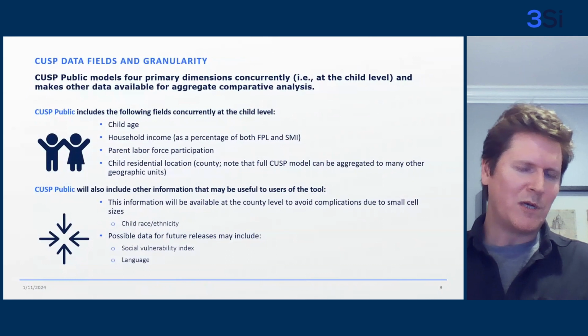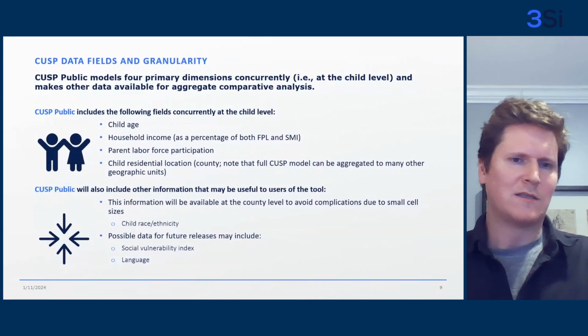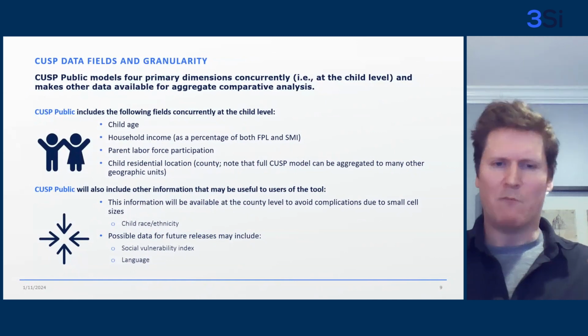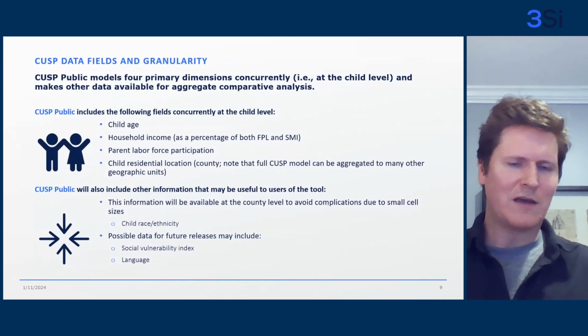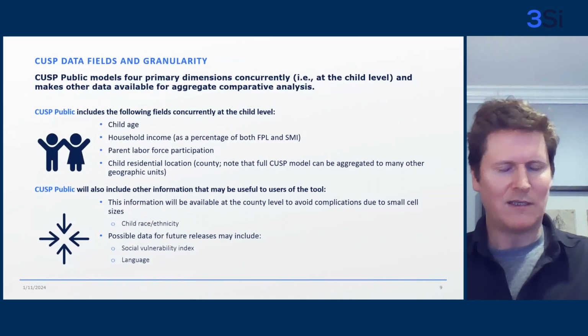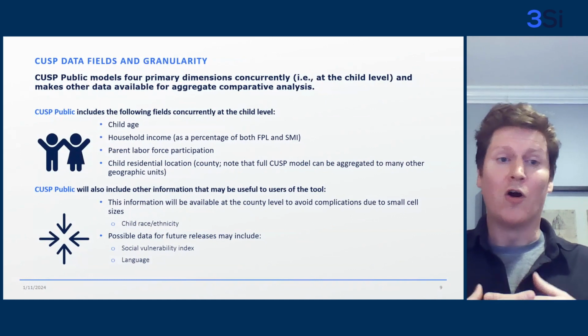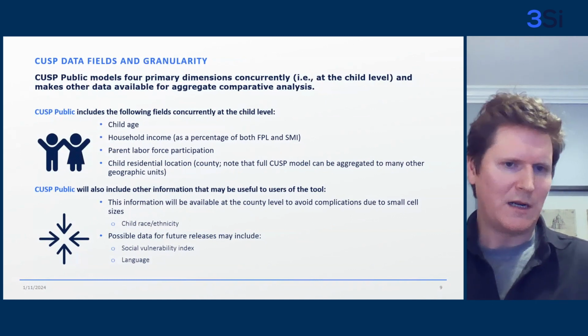There is additional information that we would like to include based on state input in a tool like this. And so even if we can't model them all concurrently at the child level together, we have included child race and ethnicity data. So you'll see that as an example that's included in this presentation as an analytical overlay with other CUSP data.